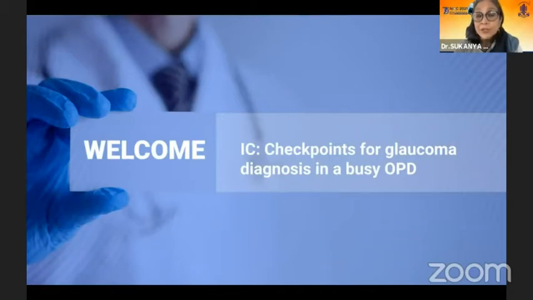The onus of diagnosing glaucoma rests within each and every individual ophthalmologist, irrespective of his specialty, irrespective of where and how he practices. So this IC is going to offer certain key points by which you can identify glaucoma. It's going to give you a checklist of key clinical findings by which you can detect any coexisting glaucoma, and you can make a glaucoma evaluation a part of your comprehensive eye examination.